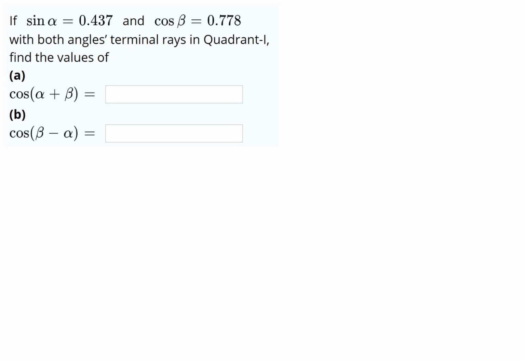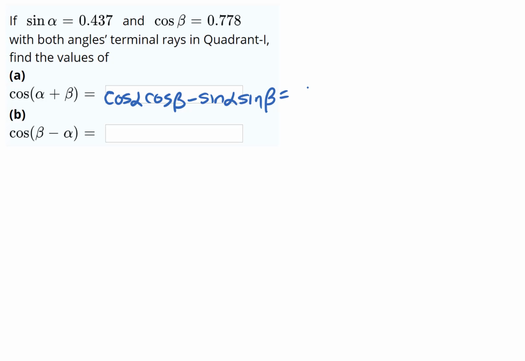If sine alpha is 0.437 and cosine beta is 0.778 with both angles' terminal rays in quadrant 1, find the values of cosine (alpha plus beta) and cosine (beta minus alpha). Okay, so the first thing I'm going to do is think of the sum formula for cosine, which is cosine of the first angle, cosine of the second angle, minus sine of the first angle, sine of the second angle.